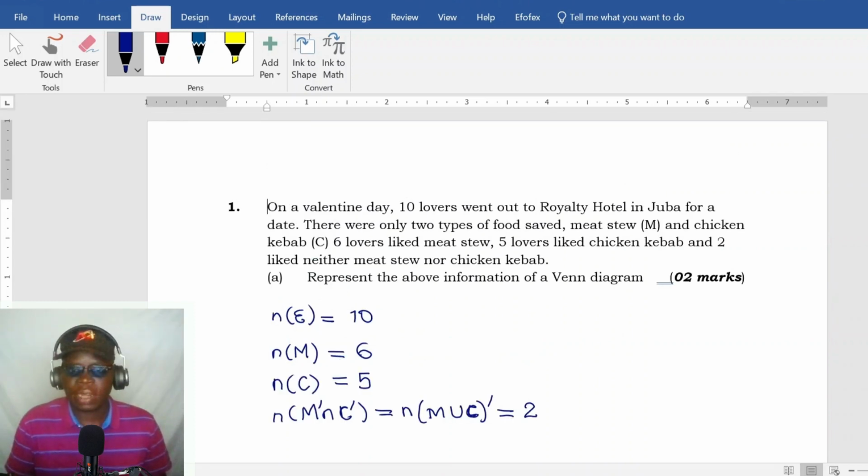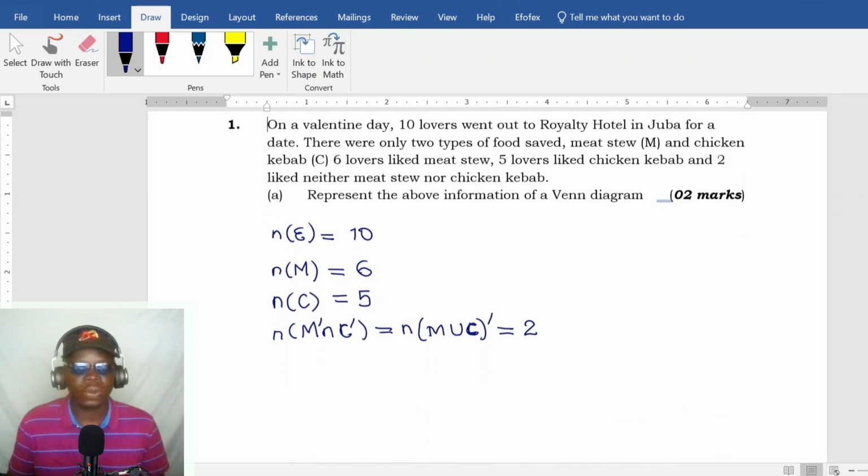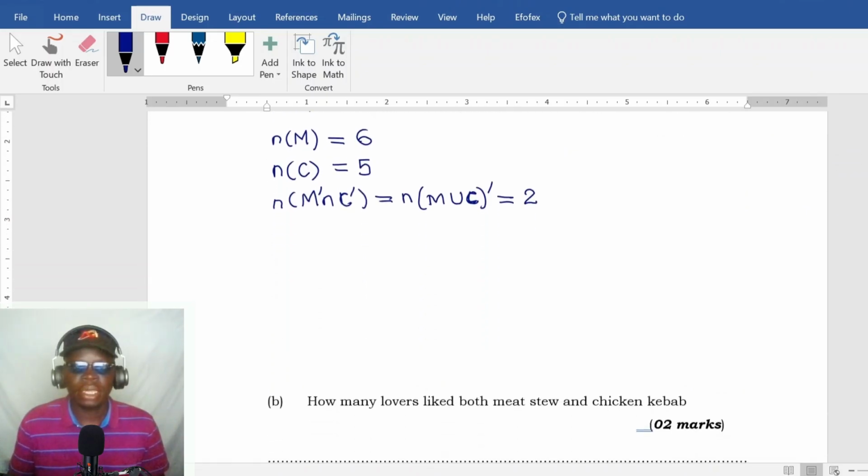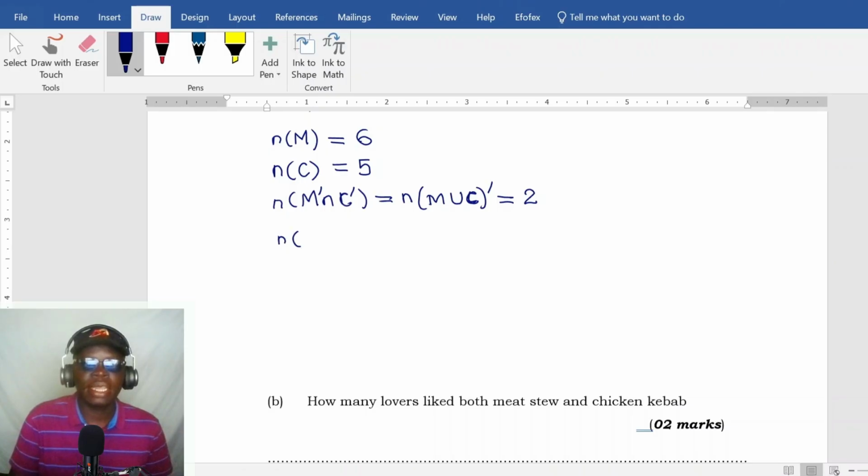Before we start answering the question, there might be some information we also need to include in the first part, so we need to read through all the questions. Part B asks how many lovers liked both meat stew and chicken kebab, and we need to represent that too. That is the intersection of meat stew and chicken kebab. We don't know it, so we can say X.